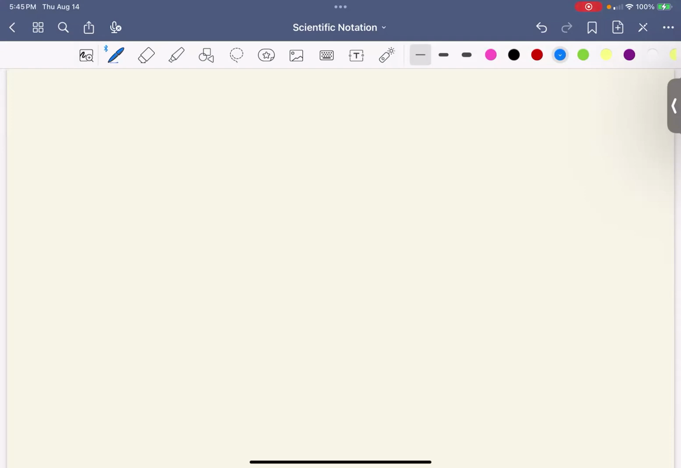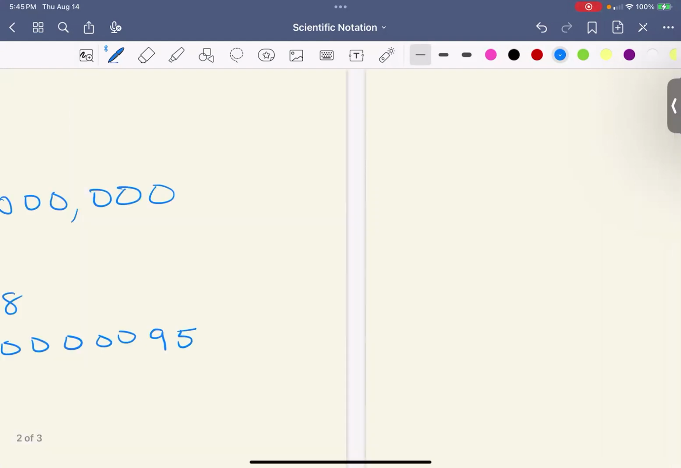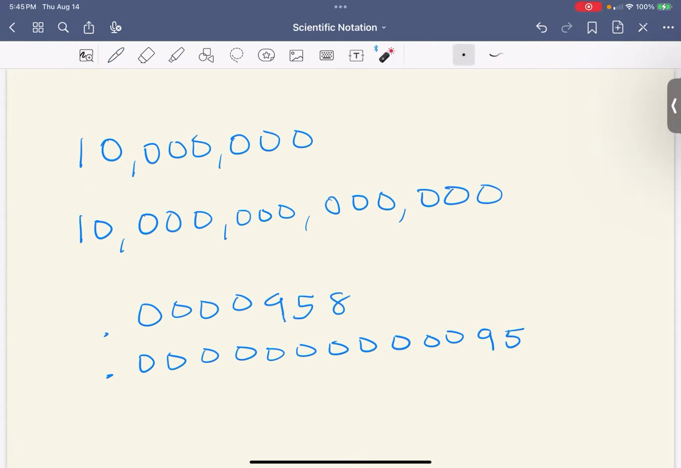In this video, we're going to learn how to do scientific notation. Scientific notation is a way of writing any number in a smaller way. It's usually used to make really large numbers appear smaller, so we don't have to write out all the zeros, or to make a really small number look smaller, so we don't have to write out all the zeros.